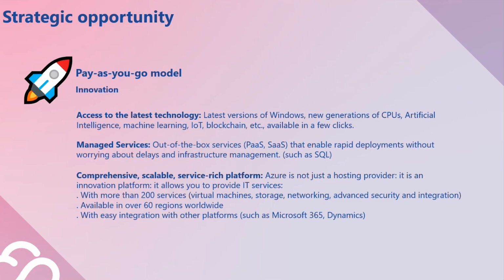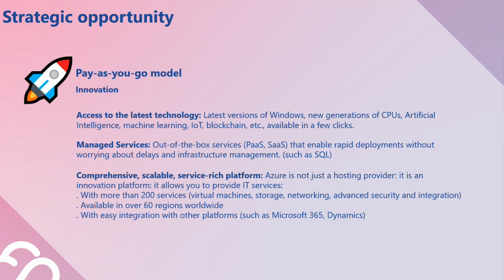Next item, free up resources to focus on innovation. Access to the latest technology. What do we mean by that? So, the latest version of Windows 2025 and the next after. Next generation of CPU, the version 6 of VM, just available for a few months. Artificial intelligence, machine learning, IoT, blockchain. Okay, I know, those are more for specific or large enterprise, but good to know too.